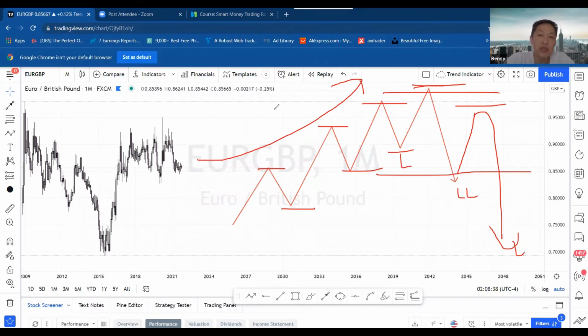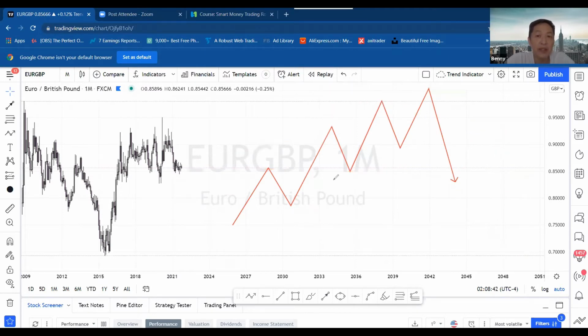So this is what we call market structure. We use this market structure to determine whether the market is in an uptrend or in a downtrend. Okay, so this is very important because in an uptrend market, we like to look for longs. In a downtrend market, we like to look to short.